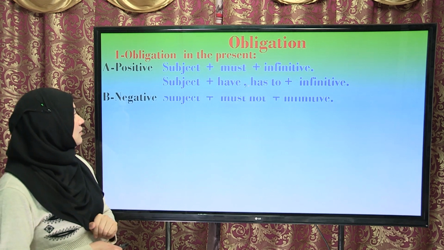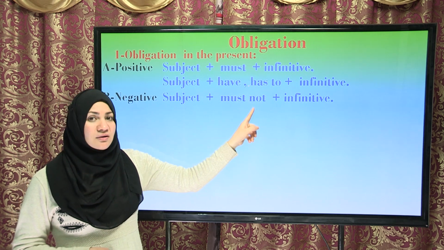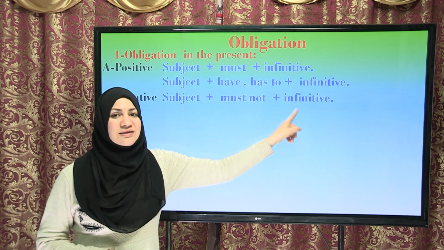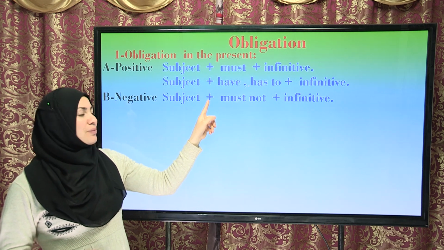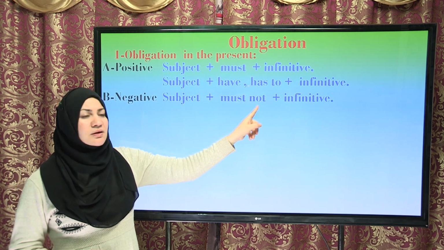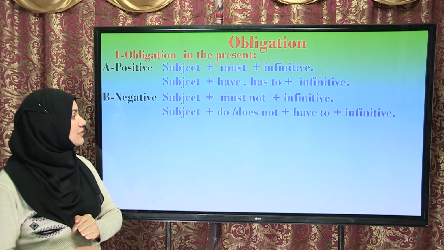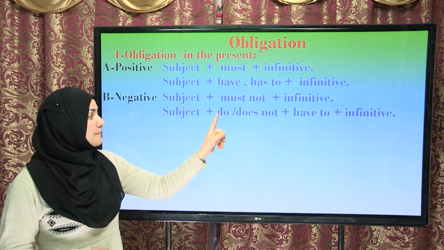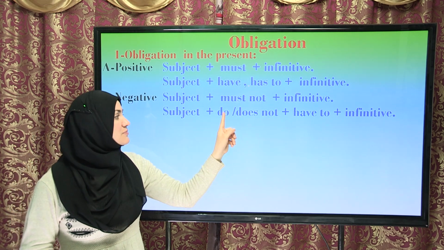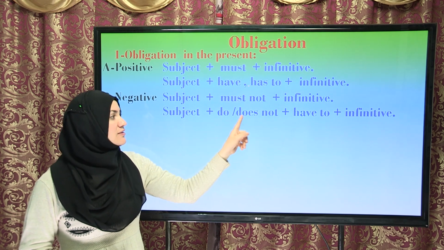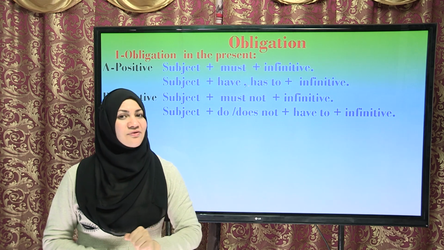Negative form. Subject plus must not plus infinitive. You see here, negative form. Subject plus must not plus infinitive. The second modal verb in negative form is subject plus do or does not. It means do not or does not plus have to plus infinitive.